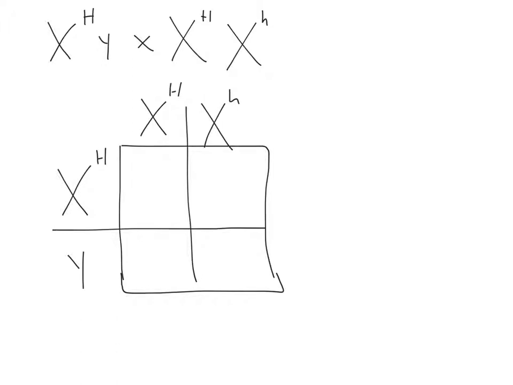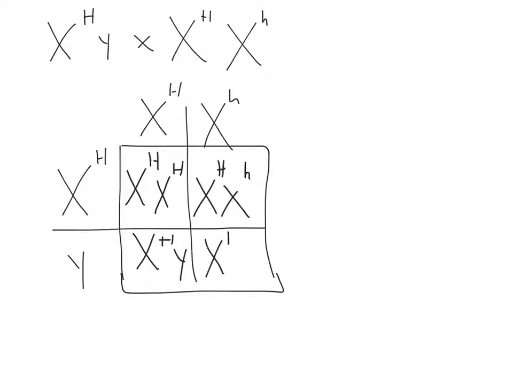So remember to keep track of your X and Y chromosomes when you're putting these gametes on the Punnett square, and to keep track of them when you're filling in the Punnett square as well. So our first box is X big H, X big H. Second box, X big H, X little h. We have X big H, Y, X little h, Y.